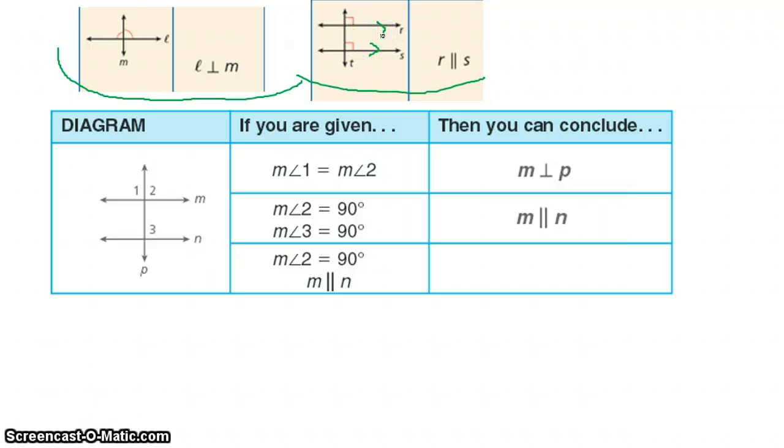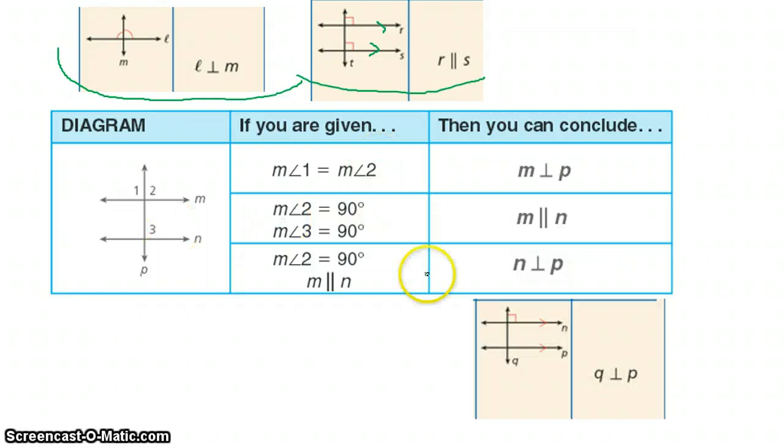And your last one, they tell us that the measure of angle 2 is 90 and that M and N are parallel to each other. So how'd you do on this one? That gives us a conclusion then that N and P are perpendicular to each other. And if we look at that drawing that we had up here, remember that in a plane, if a transversal is perpendicular to one of the two parallel lines, then it is also perpendicular to the other.